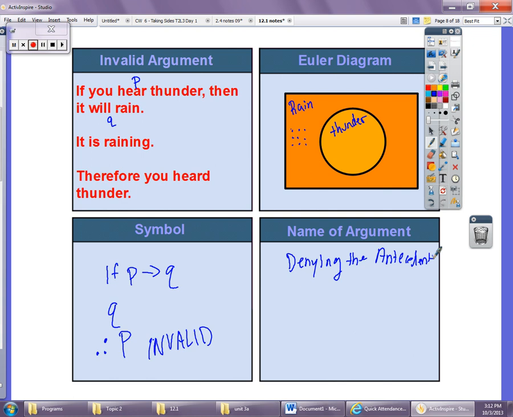And now tomorrow when we come in, we will work on some more of these arguments and figure out if they're valid or invalid.